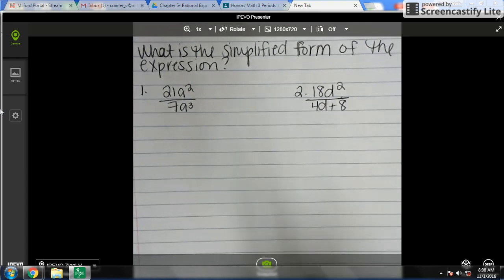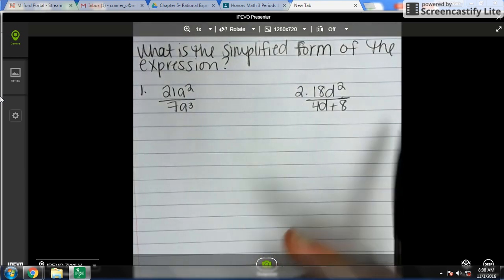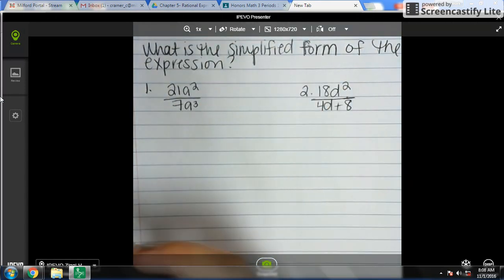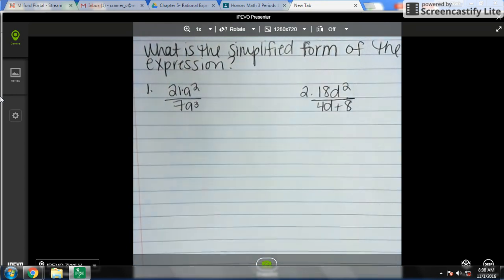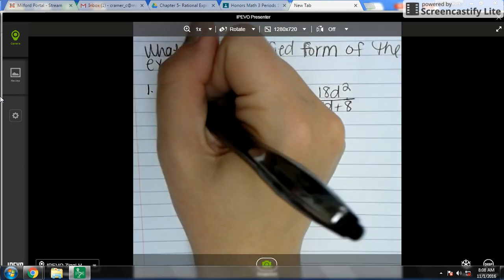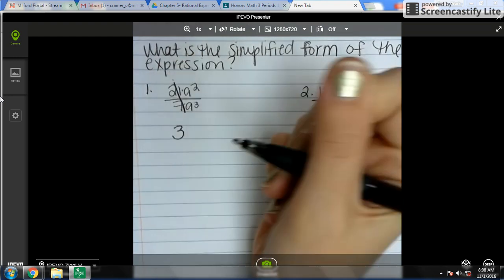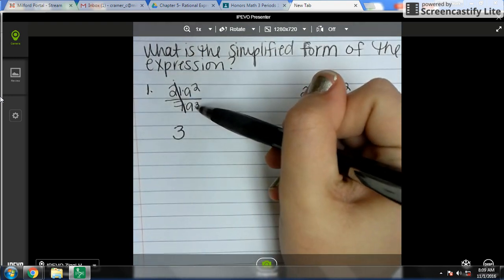All right, so this question asks, what's the simplified form of the expression? And the first thing we need to think about is we can only cancel through multiplication so that we're not violating PEMDAS. So this expression here only has multiplication, so we can go ahead and cancel out. 21 over 7 is 3, and a squared over a cubed.